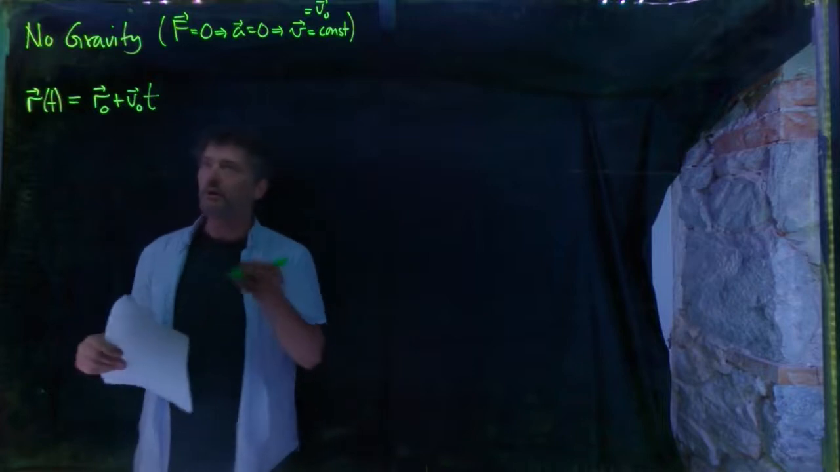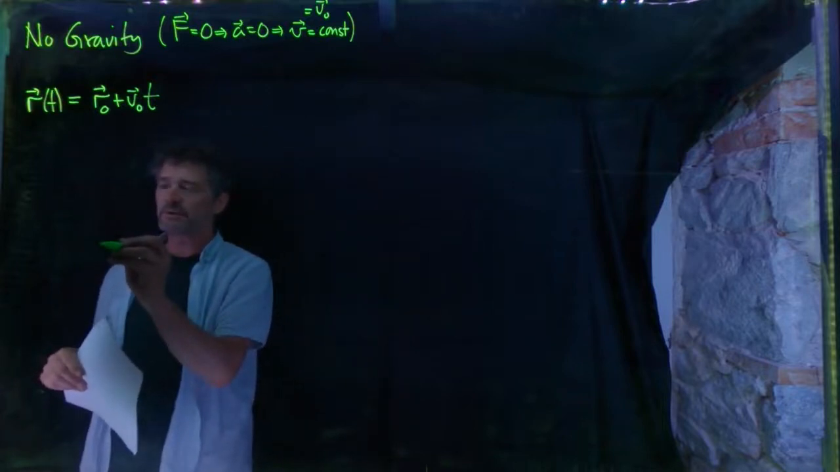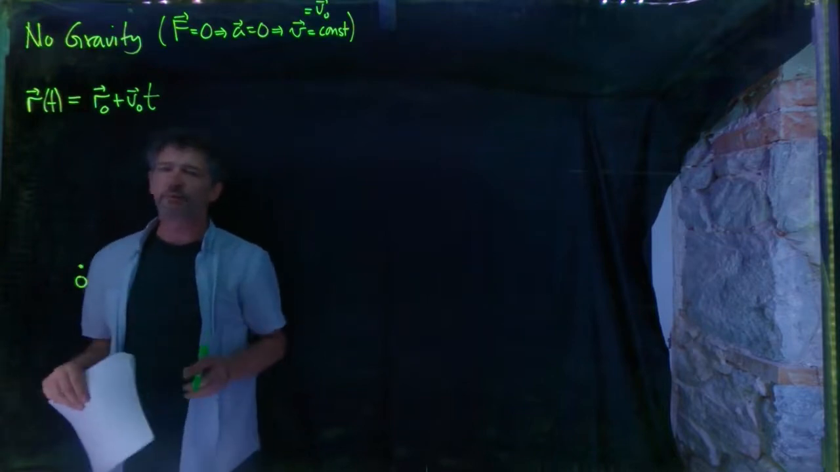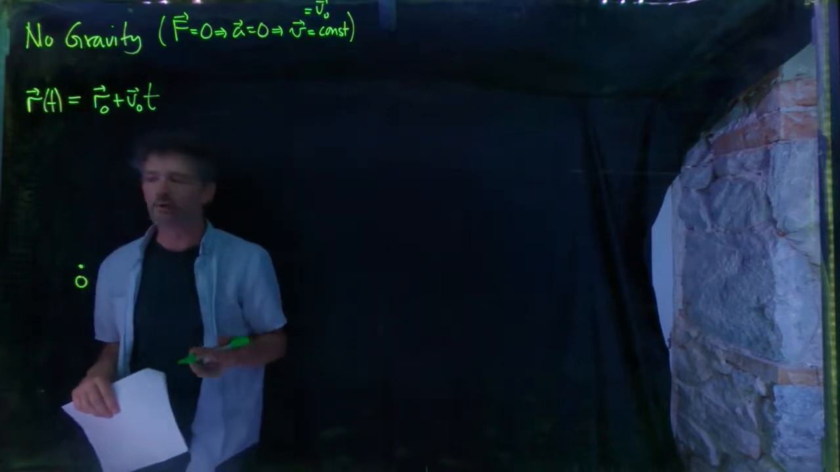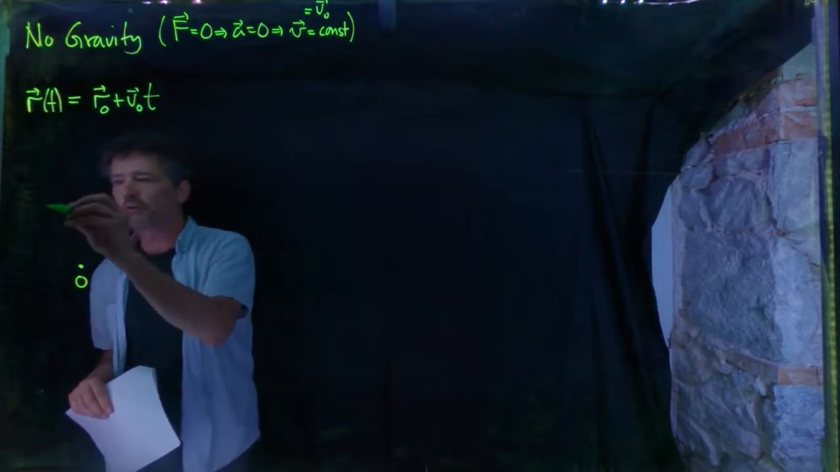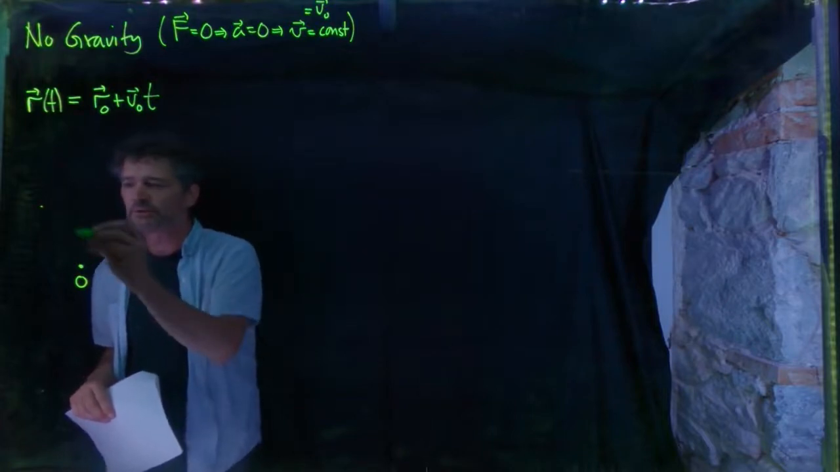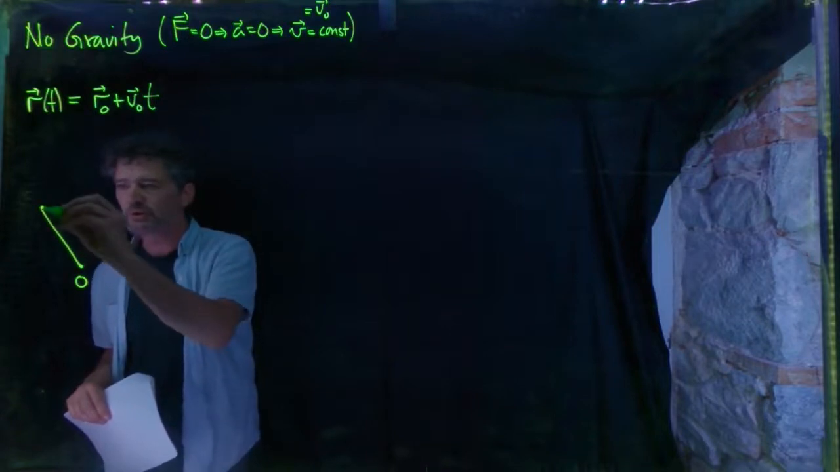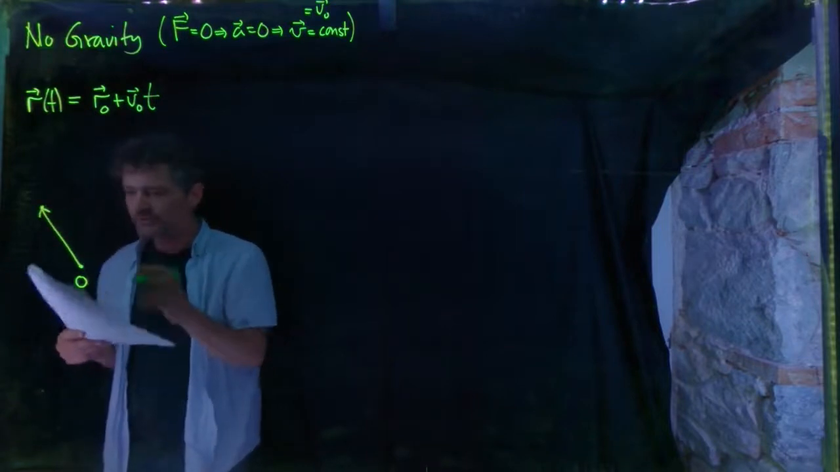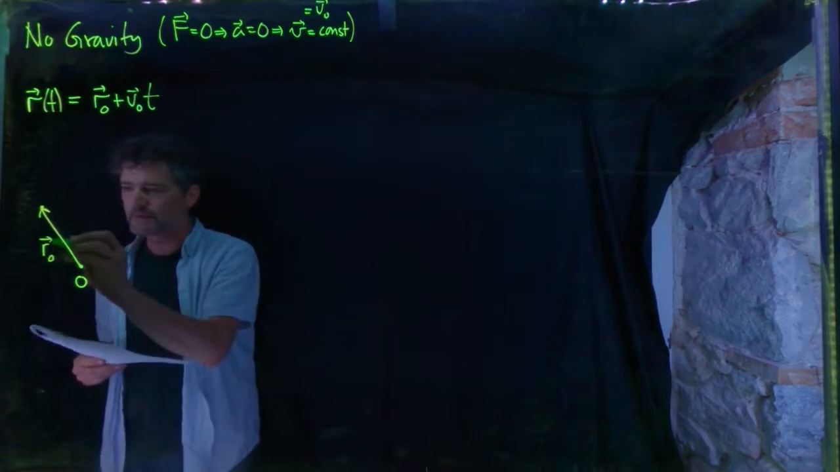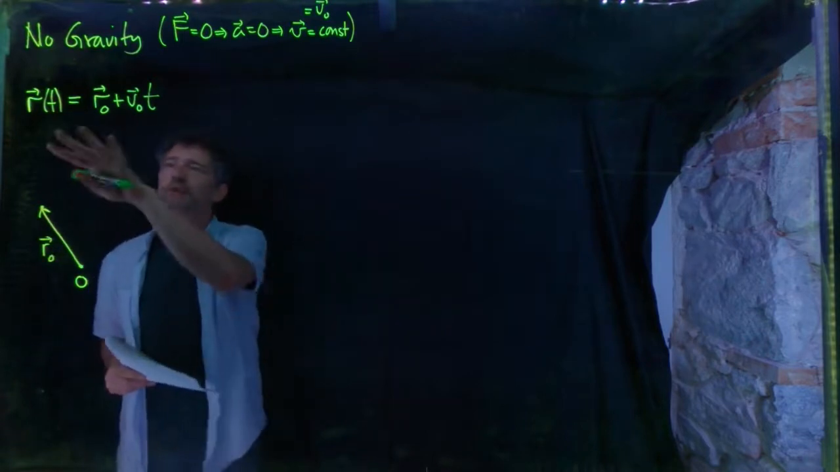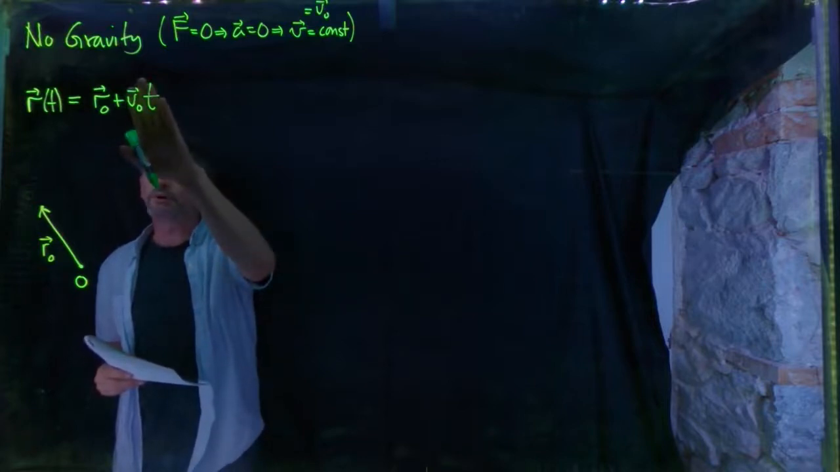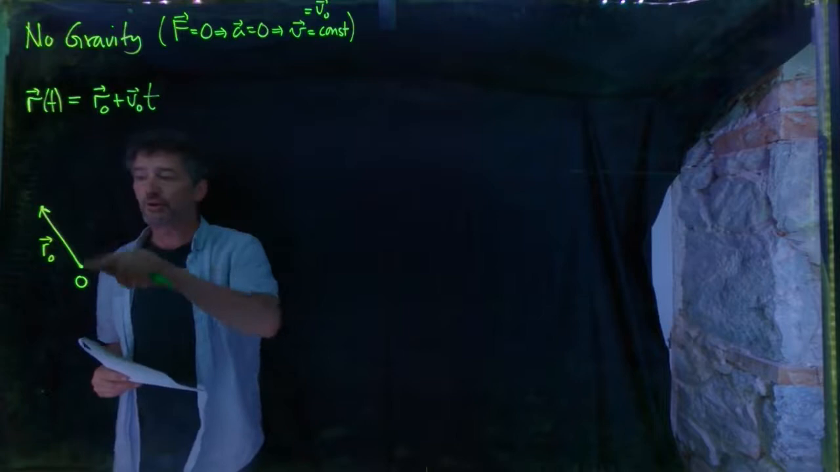So the example that we were thinking about here was our coordinate origin, O here, and we said that the initial position of the baseball was, say, over here. And so the position vector is a vector that points from the origin to the initial position, and we called that vector r0. And so in this kinematical formula, when t is equal to 0, then the position vector is just r0.